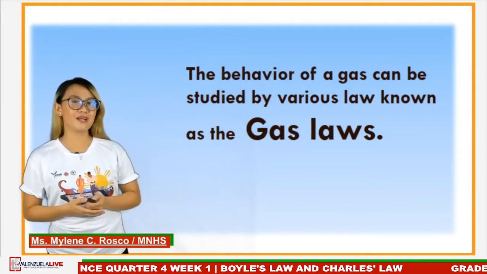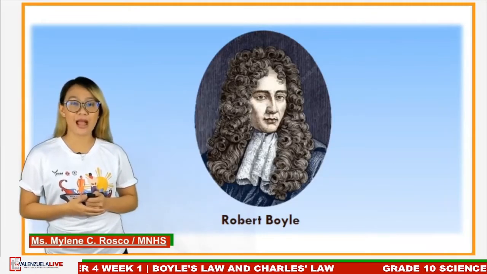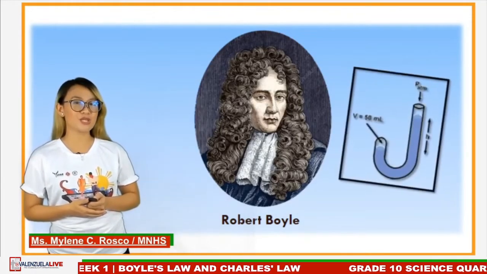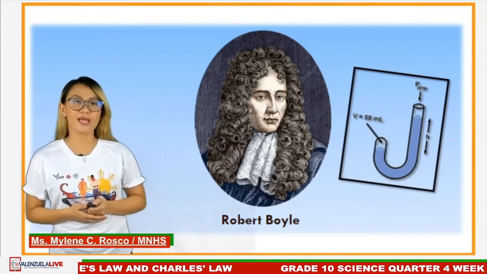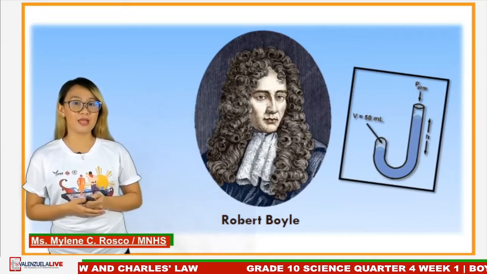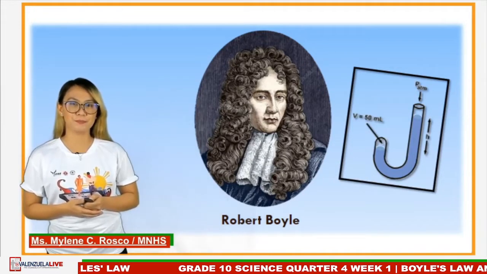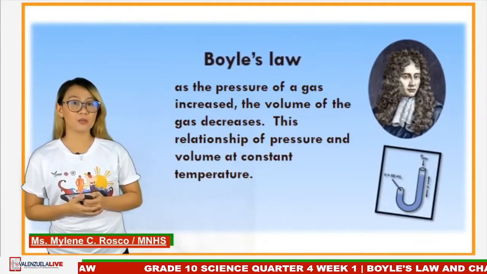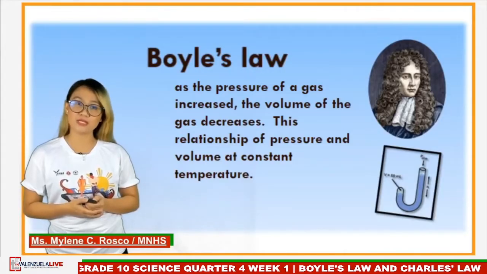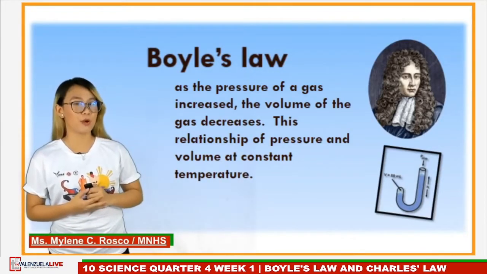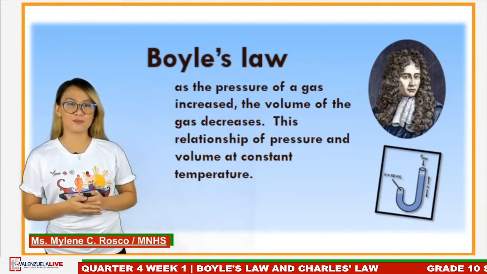In the mid-1600s, Robert Boyle performed an experiment wherein he trapped a fixed amount of air in a J-shaped tube. In his experiment, he changed the pressure and controlled the temperature, and then he observed its effect to the volume of the air inside the tube. Robert Boyle found out that as the pressure of a gas increased, the volume of the gas decreases. This relationship of pressure and volume at constant temperature is called Boyle's law.